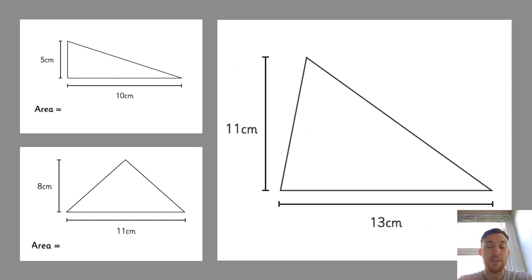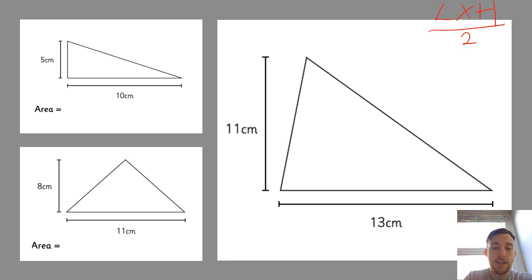Okay, so now looking at some examples of how we can put that formula into action. So I'm going to quickly write that formula down on the page, just so I don't forget how to use it. So it was length times height, and then we're going to divide that number by 2.